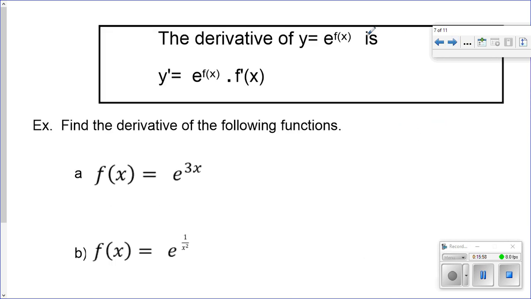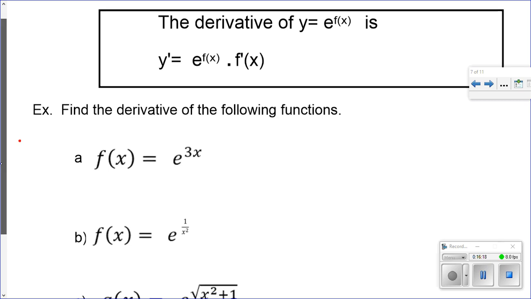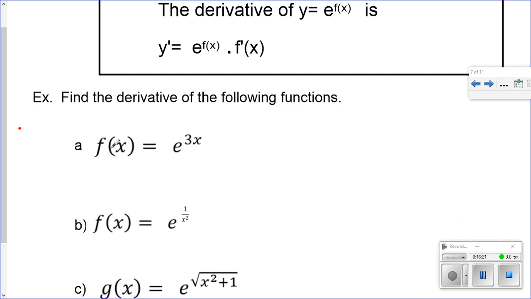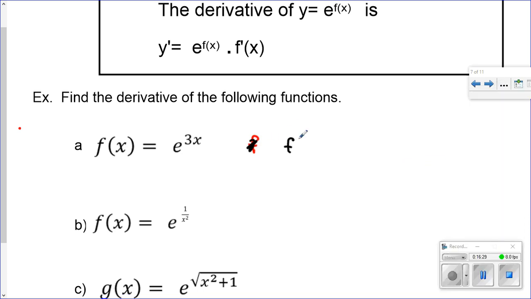Okay, let's do a couple more here. So here's the rule I just incorporated. If I have a function e to the f of x, then the derivative of that function, y prime, is equal to e to the f of x multiplied by f prime of x. So this one we just kind of did here. What have I got here? f of x equals 3x, so that's 3 e to the 3x.